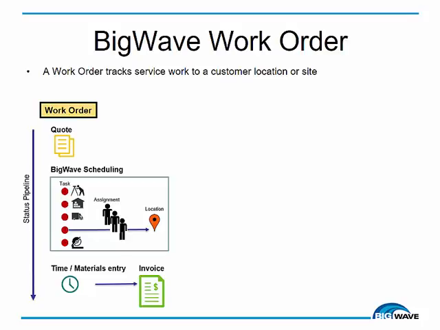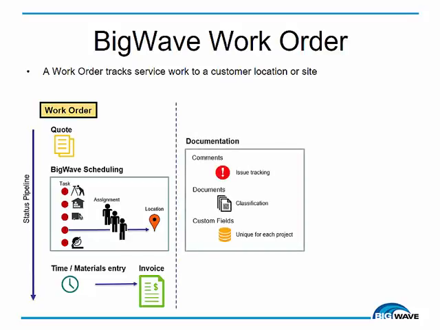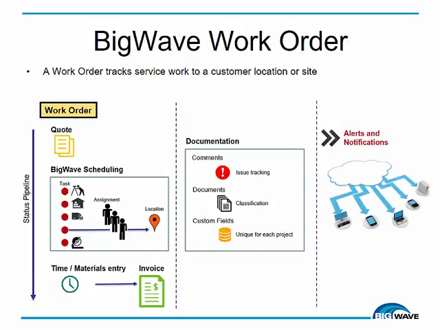In the B2B world, you often need to track different statuses for different customers. BigWave has the flexibility to enable this key feature, and you'll find this is missing in other software on the market. Other information is entered by your staff and technicians, including a comment thread, uploaded pictures and documentation, and custom fields. As information is entered, alerts and notifications are generated, keeping everyone that has an interest informed.